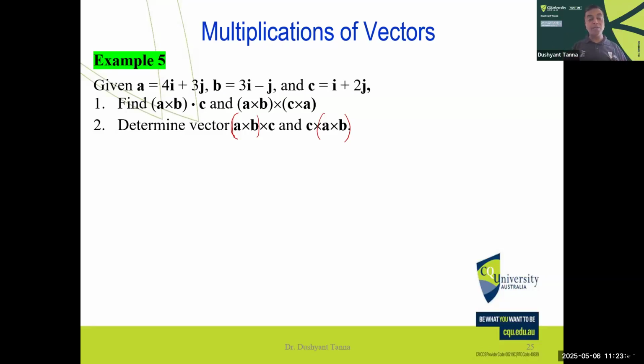So in the first part, what you are doing is A cross B, obtain A cross B and have a dot product with vector C. In the question 1 second half, you're doing A cross B, you're doing C cross A and having a cross of both. In the second question, what you are doing is A cross B times it with C vector and then C times it, or the cross product, with A cross B. So give it a go and pause the recording if you needed to.